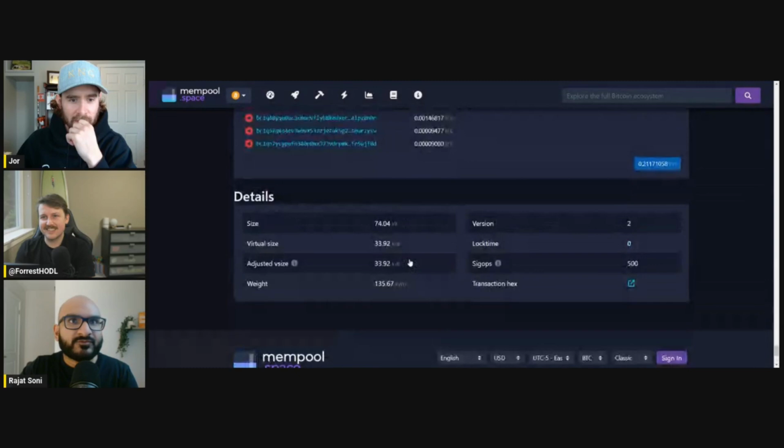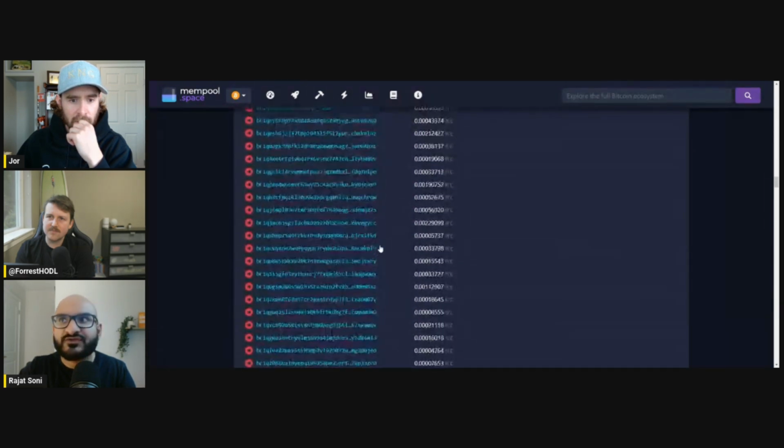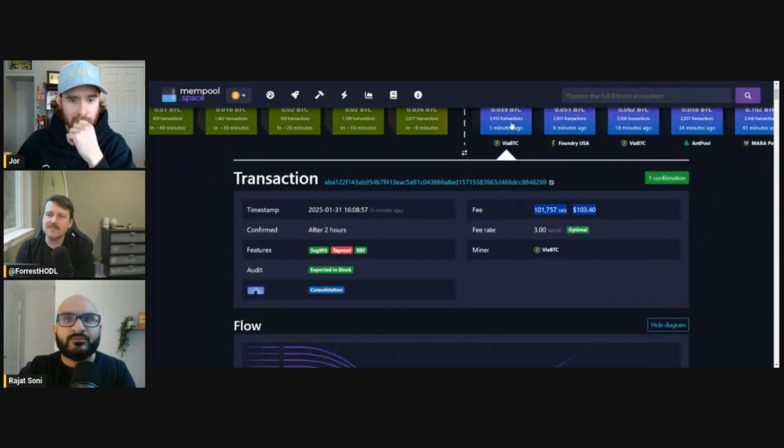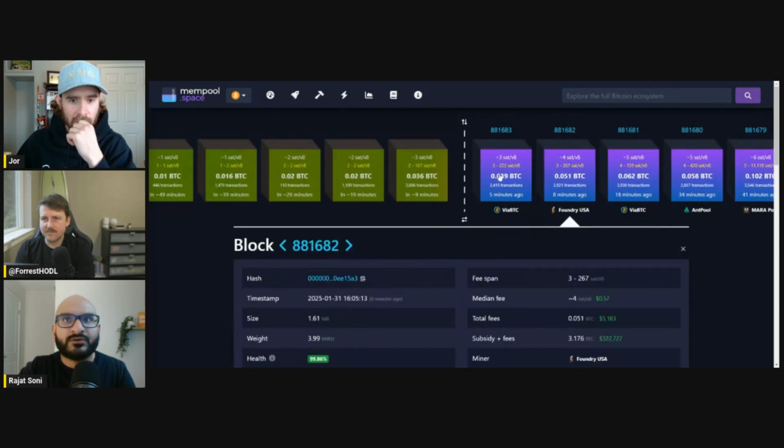And so this transaction, if we look, I think the thing that you need to really look at is the more UTXOs you have, the more chunks of Bitcoin that you have, the bigger the size of the transaction is going to be. So in this case, we have 74.04 kilobytes and 33.92 kilo virtual bytes. If we go to another transaction here, let me show you another one. So we'll actually look at the transaction fees for this one. So the fees were $103.